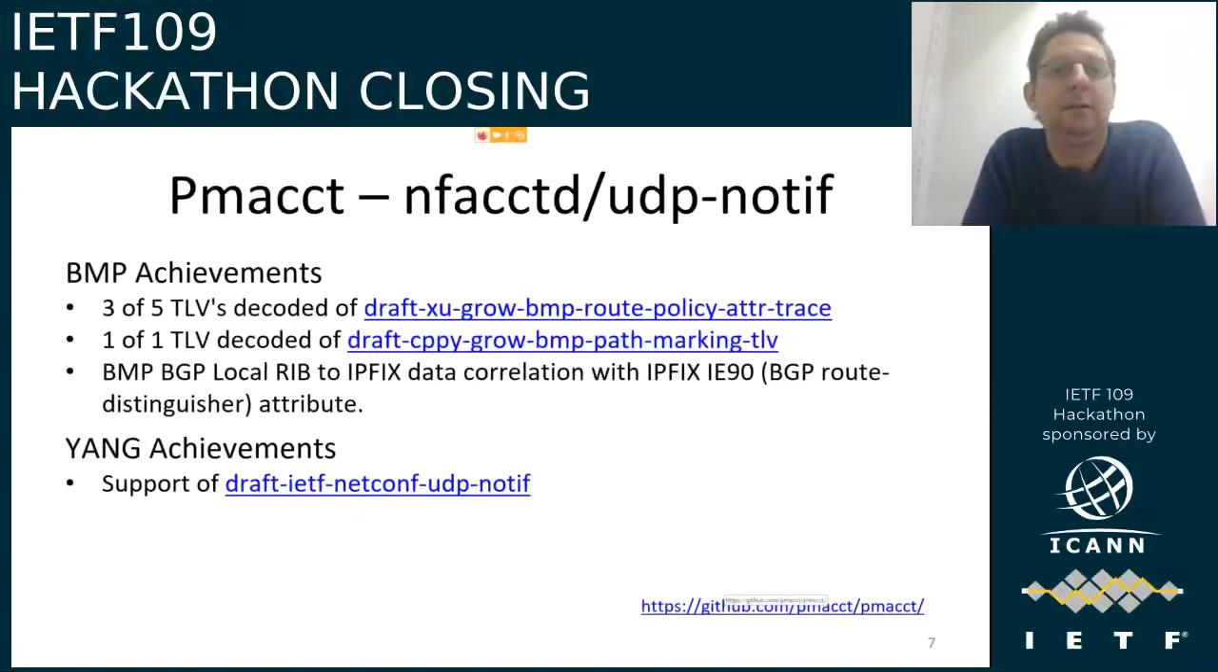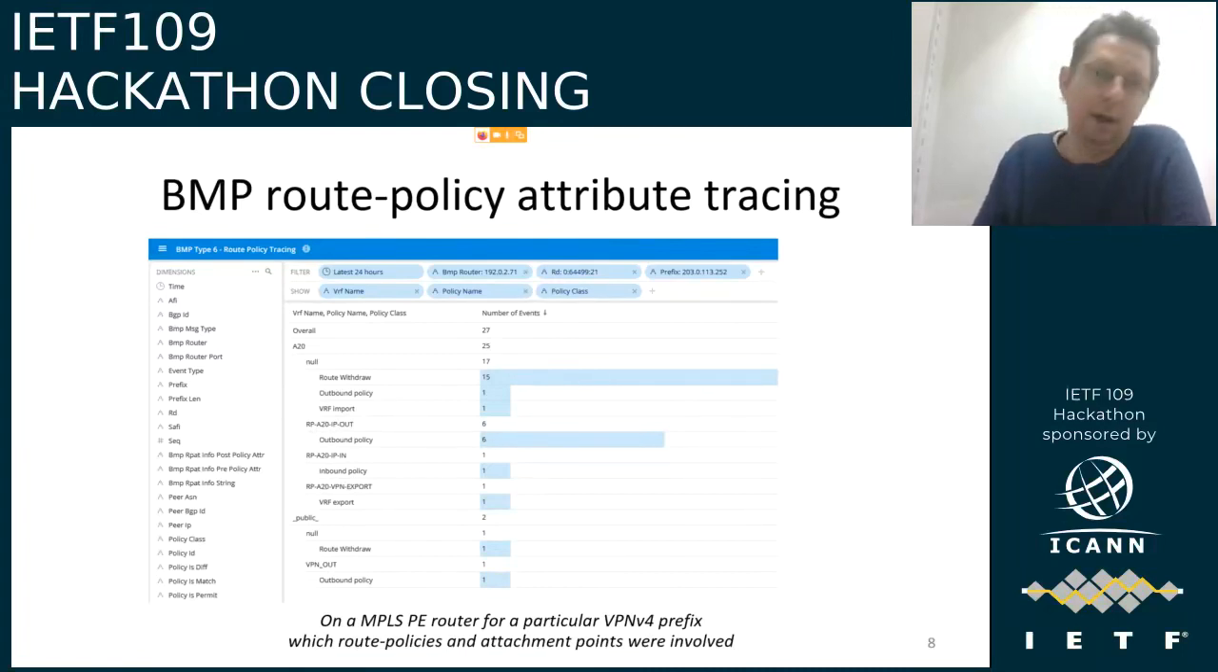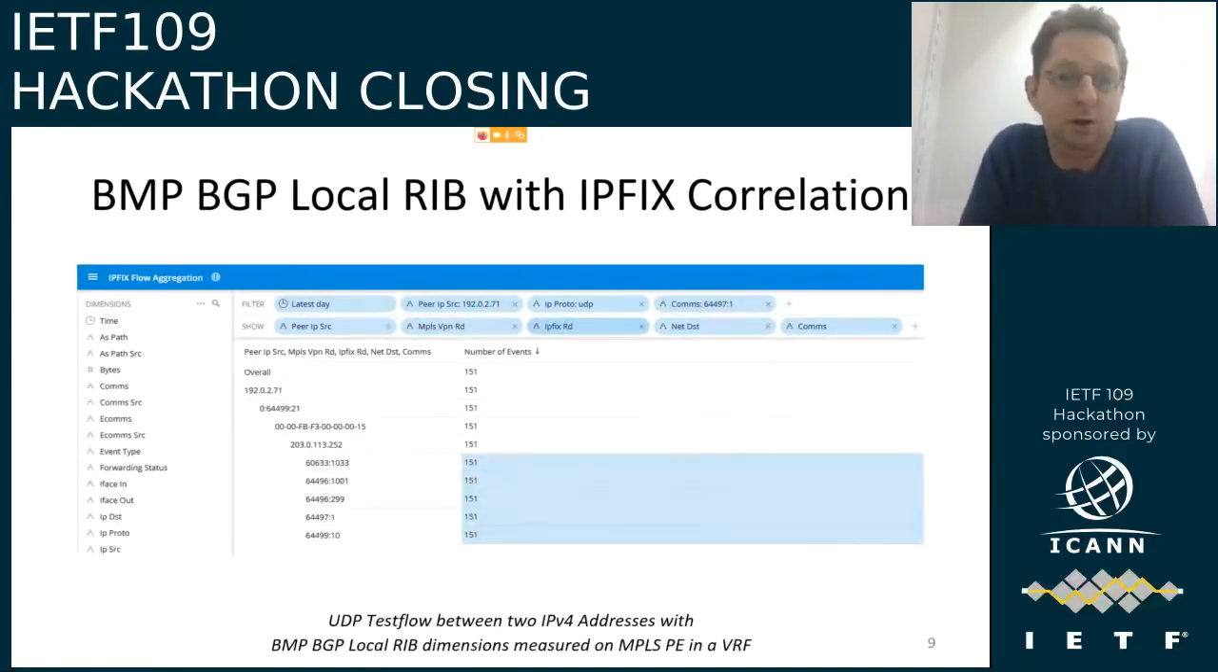On the data collection on pmacct side, the decoding on route policy attribute tracing continued. We were working on path marking, and also the IPFIX correlation now supports also the IE19, the route distinguisher attribute. The UDP-notif has been included in pmacct now. It should be pushed to GitHub in the upcoming one or two weeks. This is an example of route policy attribute tracing. So here you can see, on an MPLS PE router for a given prefix, basically in which VRF, which route policy, at which attachment point this prefix was traversing. This is the IPFIX to BMP loc-rib correlation now with the IE90 attribute on IPFIX.